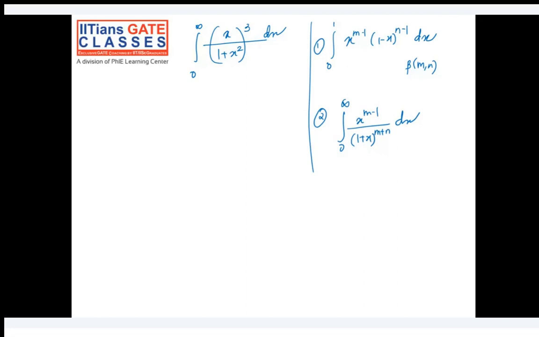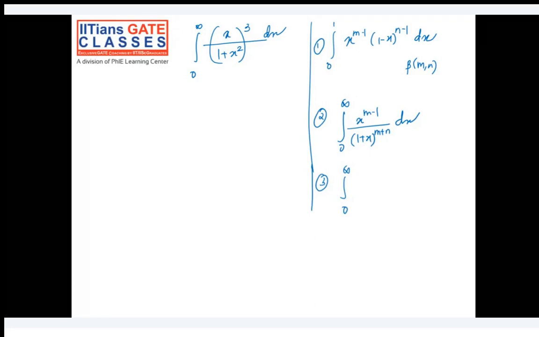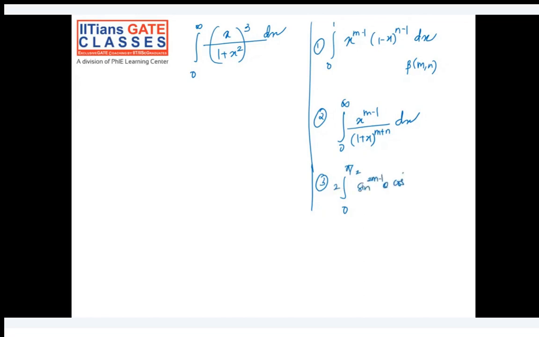So what is the third type? The third type was in terms of sine and cosine. Integration 0 to pi by 2 of 2 sine raised to the power 2m minus 1 theta cos raised to the power 2n minus 1 theta d theta is equal to beta m comma n. So we can try whether we can fit it into the third type by doing some substitution.